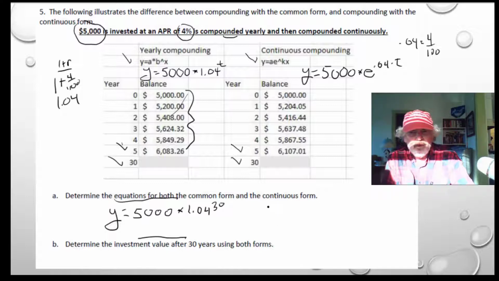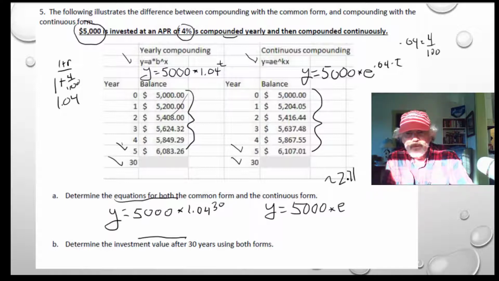And for my second one, it's going to be my output, again, the amount of money I have in the bank, equal to my initial value times Euler's number, which is about 2.71, raised to the percent that you're compounding continuously, 0.04. Notice this is different. This is different because this is 2.71 times the number of years, which is 30. So let's put this in our calculator and get a number for that.